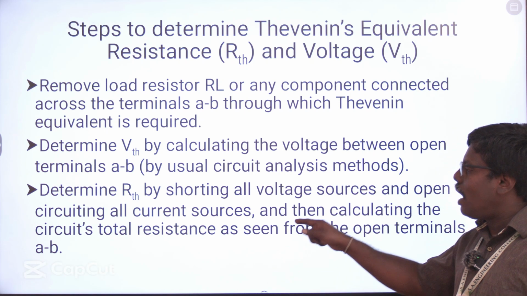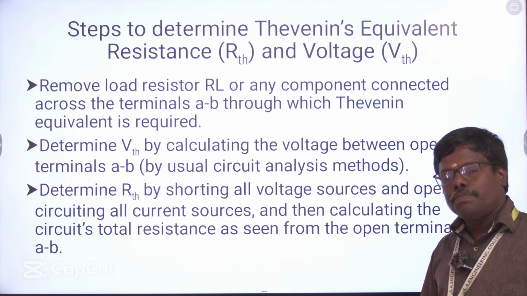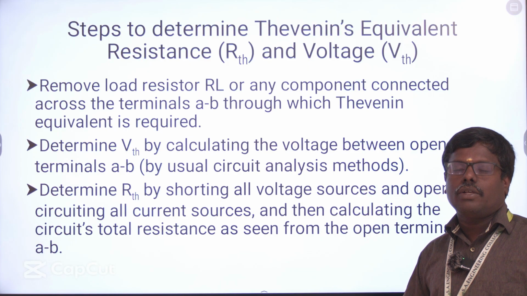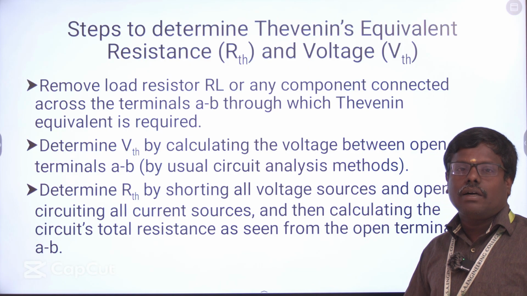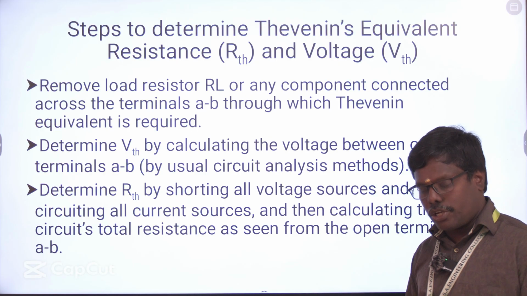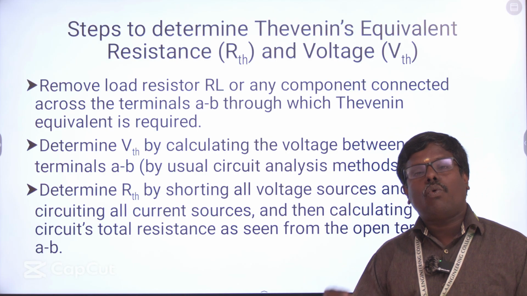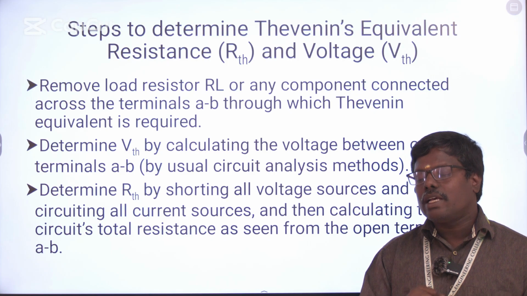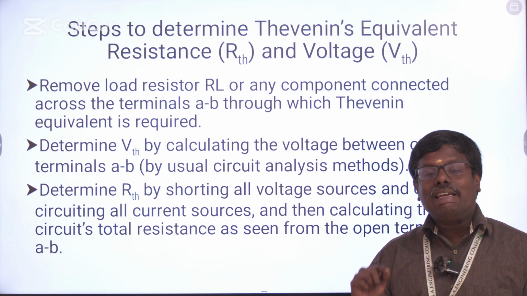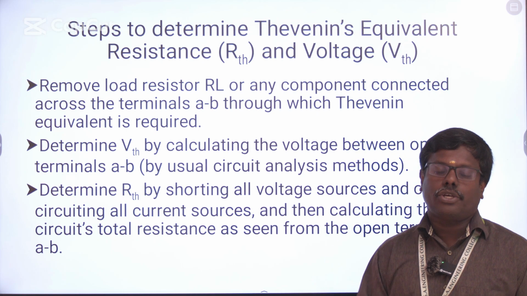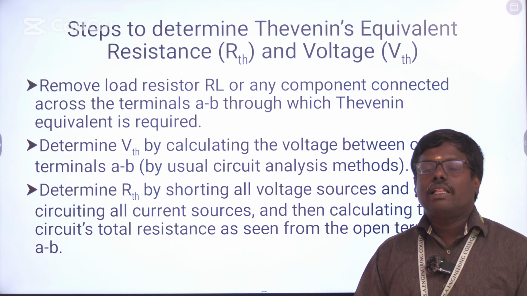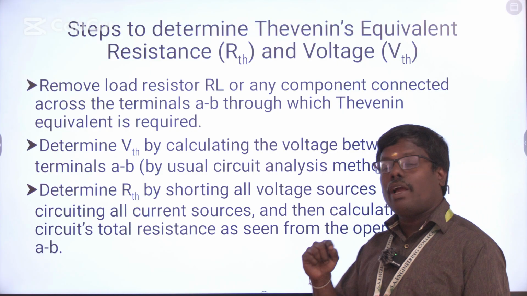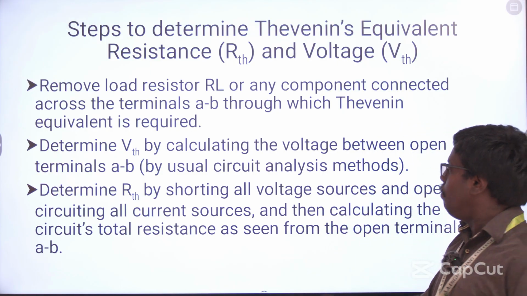Then next thing is RTH. So how to determine the RTH? First step, we have to kill all the voltage sources and current sources. What do you mean by killing? The current source has to be removed from the circuit, that is open circuited, and the voltage source will be short circuited. This is a very important thing. In another case, if they give an internal resistance for the source, then we have to keep the internal resistance along with the current source or voltage source. It's a very important criterion we have to consider while solving the problem.